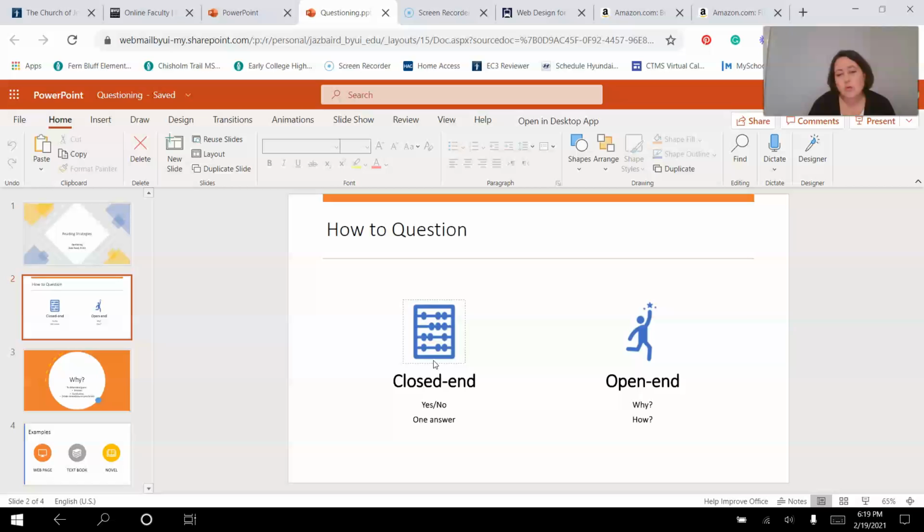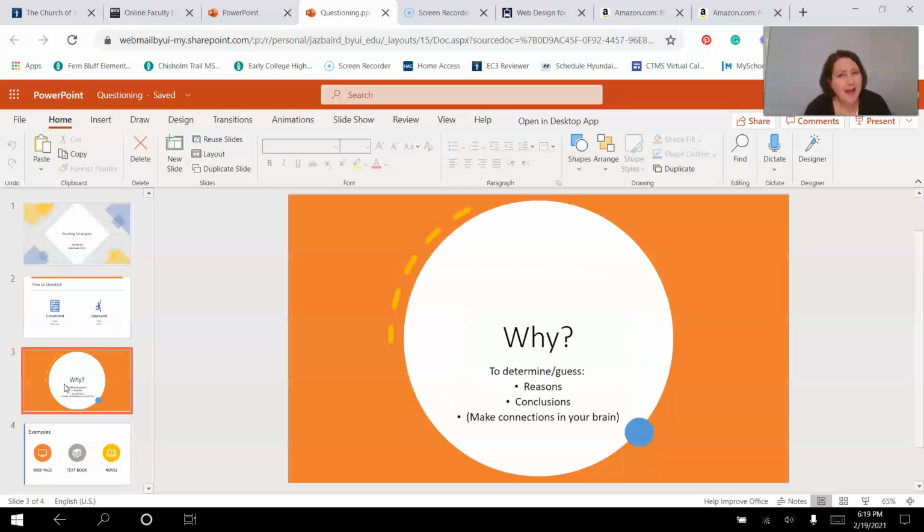So there are closed-ended questions, like yes/no questions, or questions with just one answer, like when or who. And then there are open-ended questions like why and how. Okay, why do we ask questions before we read? We want to determine and guess reasons for things. We want to draw some conclusions, and ultimately we want to make connections in our brains.